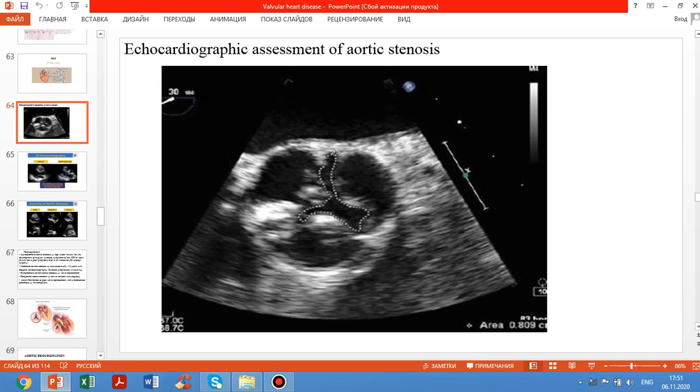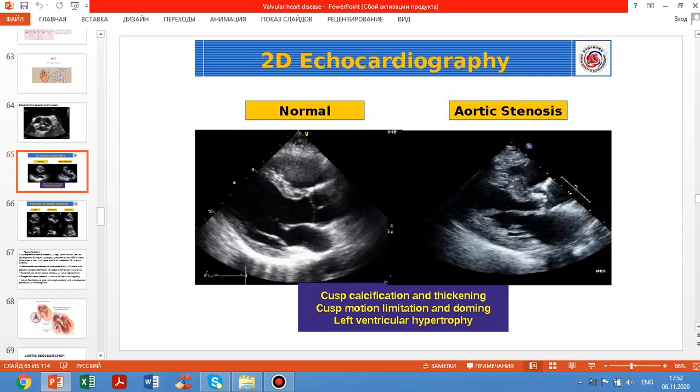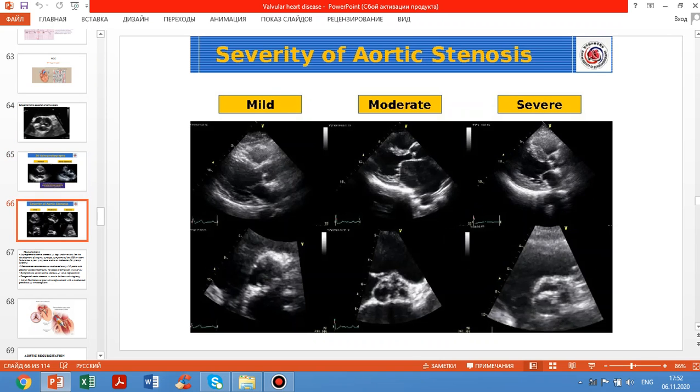Echocardiographic assessment of aortic stenosis you can see in this slide. Normal echocardiography you can see here, and aortic stenosis: cusp calcification and thickening, cusp motion limitation and doming, left ventricular hypertrophy. Severity of aortic stenosis: the first is mild, the second is moderate, the third is severe aortic stenosis in echocardiography.